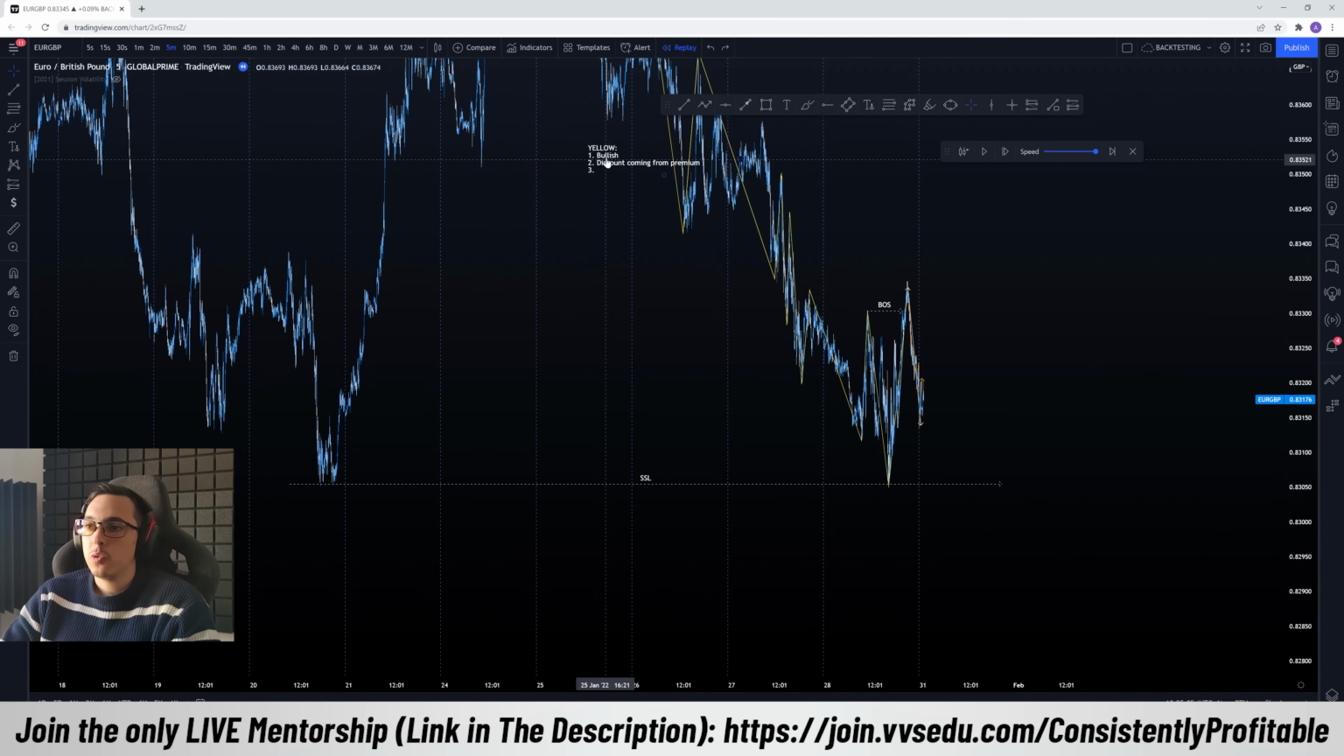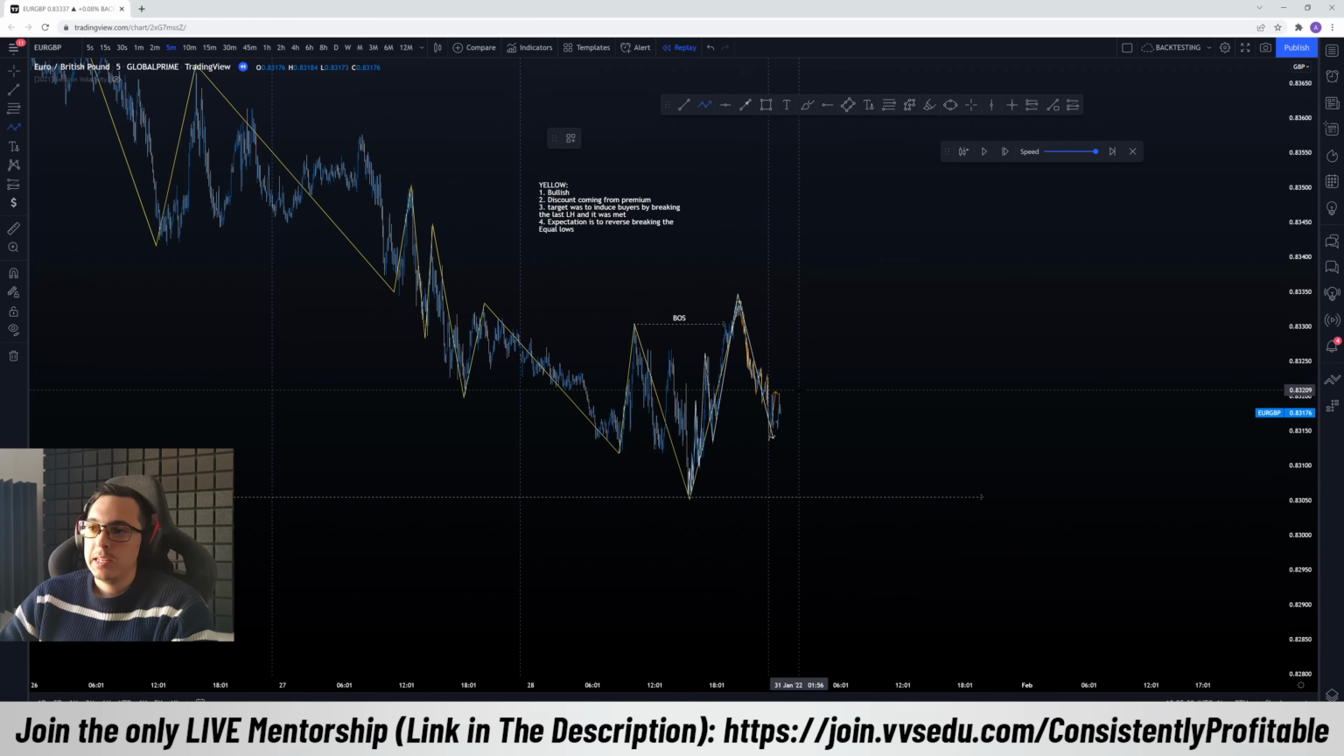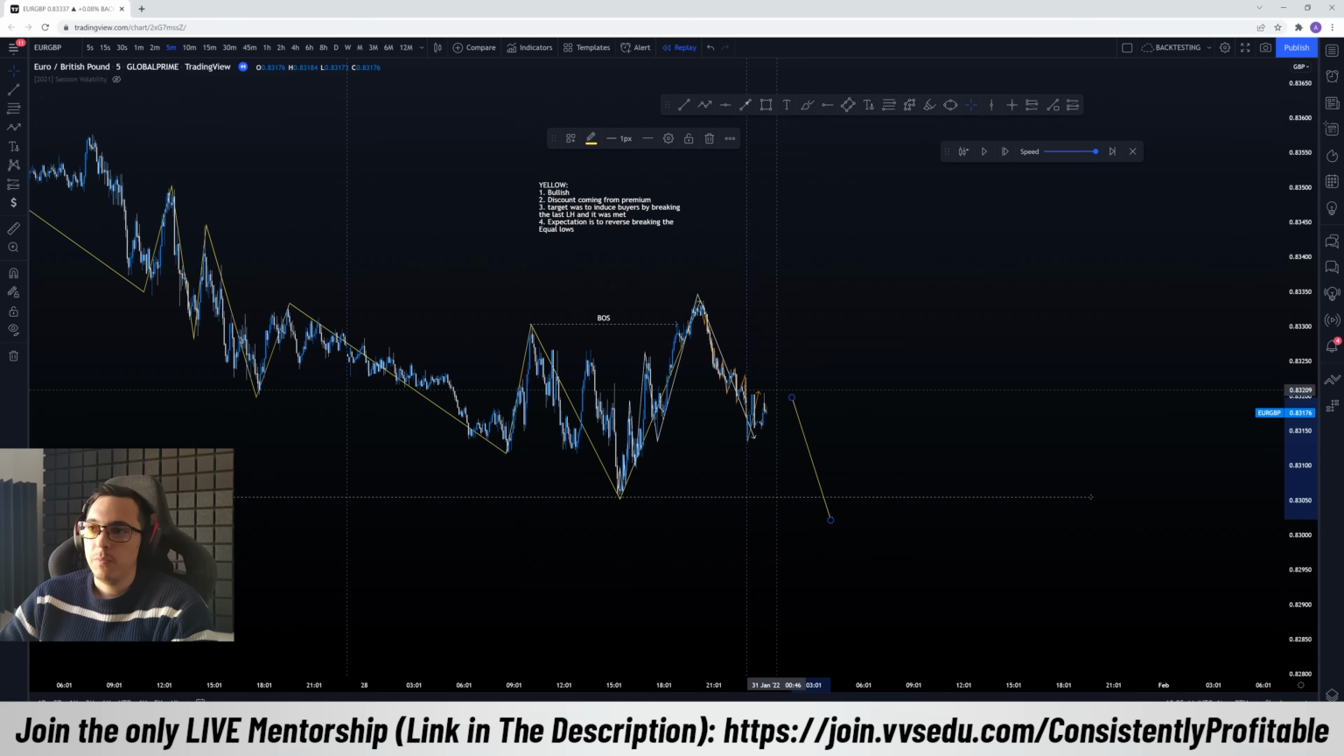So the target for this uptrend was to induce buyers by breaking the last lower high, and it was met. That means that our expectation, remember the expectation is what is the next logical move, is to reverse, breaking the equal lows. Now, essentially for the yellow, what we are saying is that price is likely going to move lower just like that. Now, this could happen in 2 different ways. This could happen just like this by continuing lower, or price coming back to a premium level and then going lower.